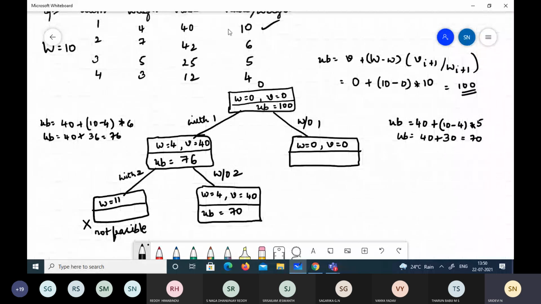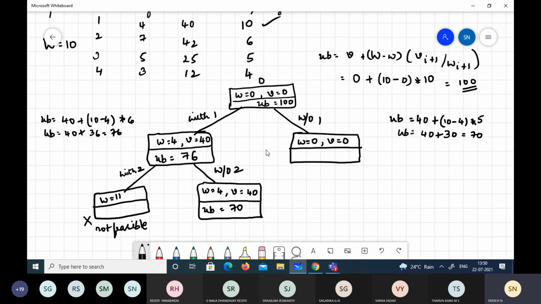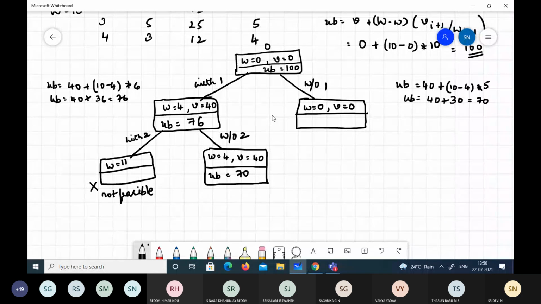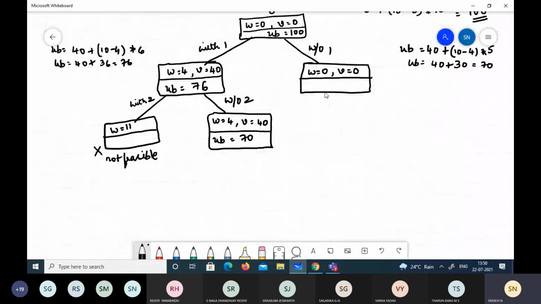Without 1, if you calculate the upper bound, you just check what the upper bound is. Okay, let's move on and then we will check, because we have to compare it with nodes here. So the left side, we will just finish it off. This is node number 1, this is node number 2, and we have node number 3 here. This is node number 4.